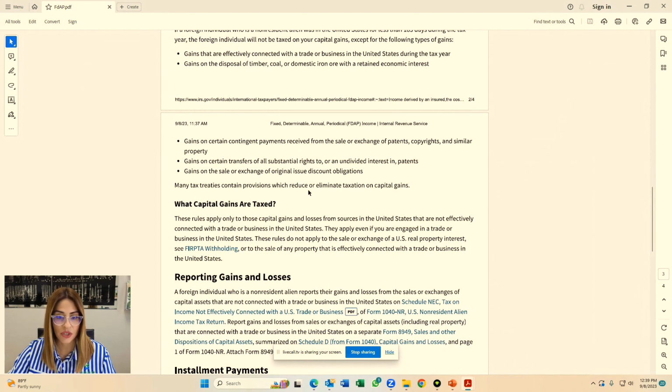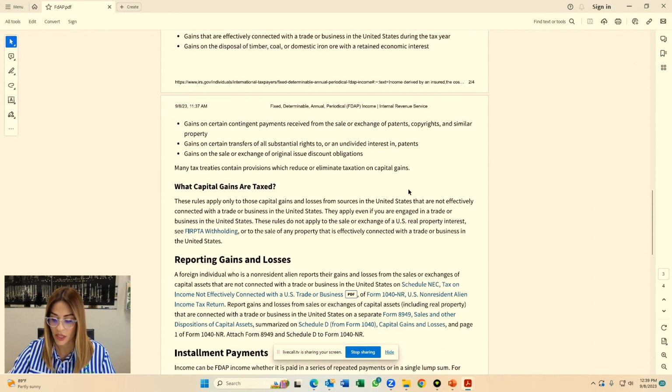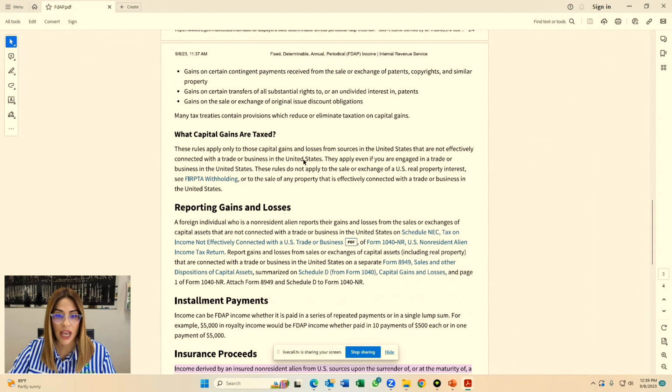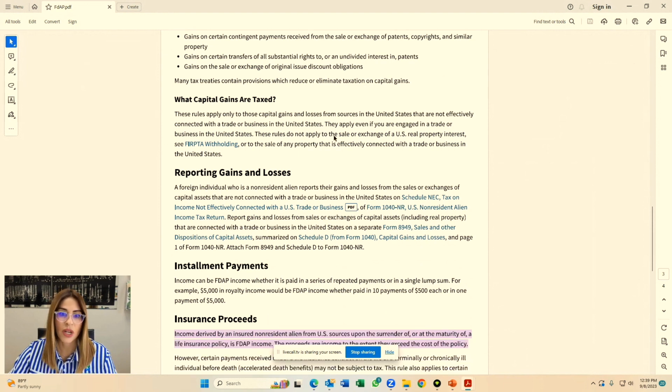Many treaties contain provisions which reduce or eliminate taxation on capital gains. All right. The capital gains that we're talking about, it says it here, in case you're wondering, if you sell a house here, like a rental property. Let's see. It says these rules do not apply to the sale or exchange of U.S. real property interest. That's where FIRPTA withholding comes in, and we'll do other videos on that. That's another world. And that's subject to the sale of any property that is effectively connected with a trade or business in the U.S. Okay.